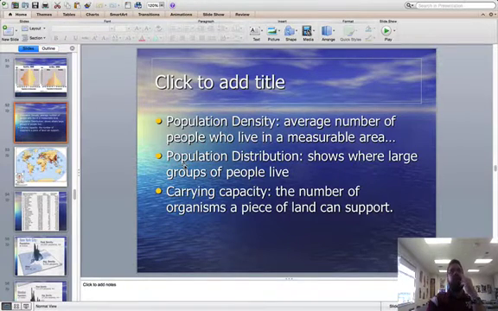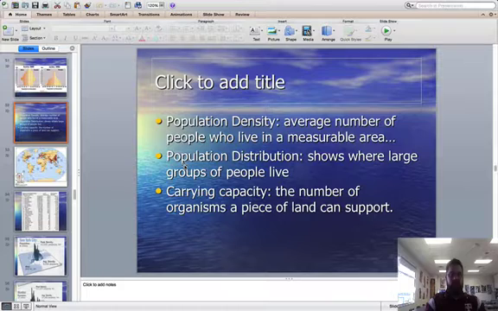All right, and then a couple other terms. Population density is just the average number of people who live in a measurable area. Population distribution shows where people are throughout the world or in an area, because we're not evenly divided whatsoever. And then carrying capacity, that's going to be a key term that comes up quite a bit. That's the number of organisms a piece of land can support.